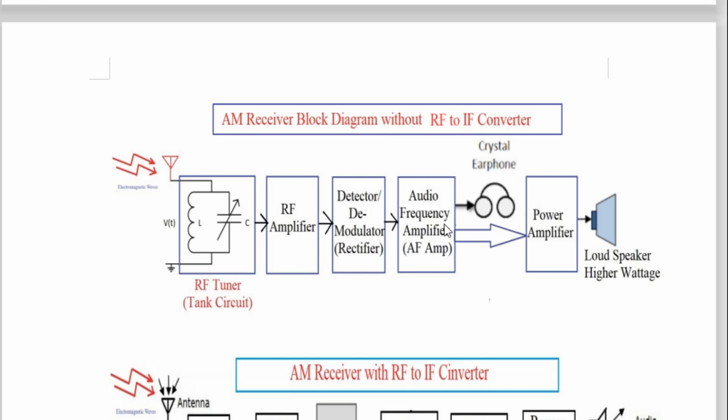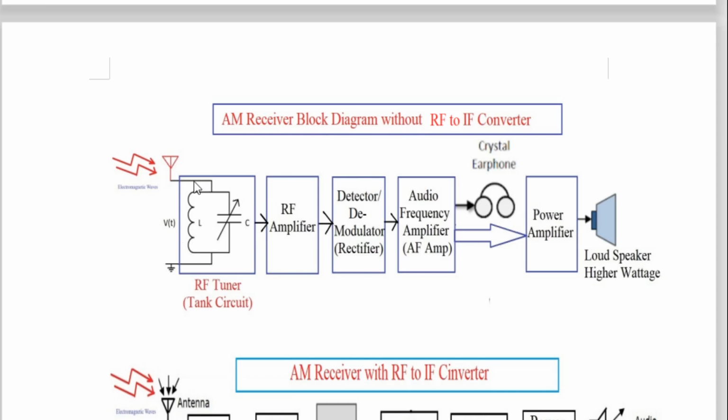Now this output, if it is not further amplified by the power amplifier, you cannot drive loudspeakers of higher wattages. So you can only listen with the headphone, because headphones have very low power loudspeakers inside. This is the headphone, so the headphone is connected. But if you want to use it for a large gathering, then you must use a power amplifier, and then loudspeakers can be connected. Now this is one very simple block diagram understanding of the AM receiver. But here there is one problem. The problem is what you see here.